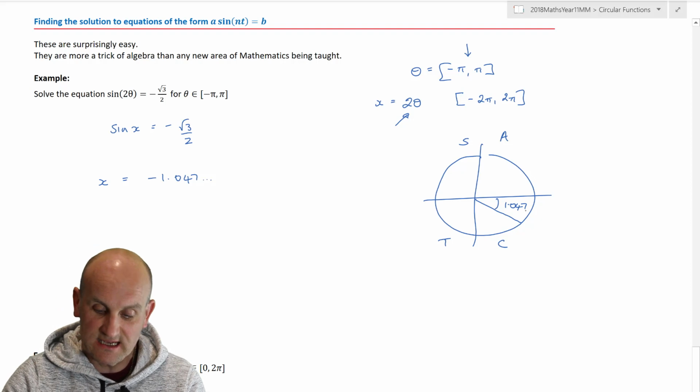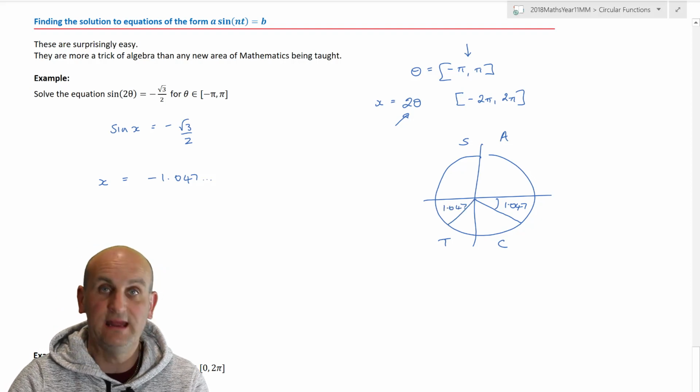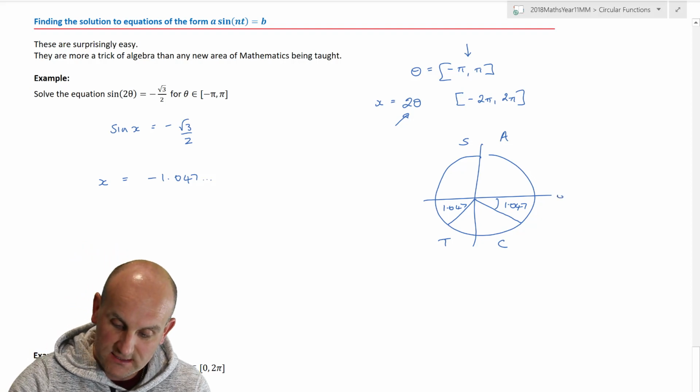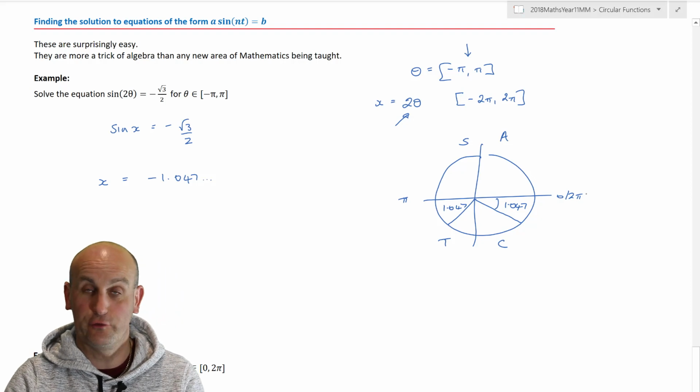Where else is sine negative? It happens to be down here, so 1.047 there. And again, like we did with the previous example, this is 0, this is pi, this is 2 pi. So I'm now going to add 2 more values to this.